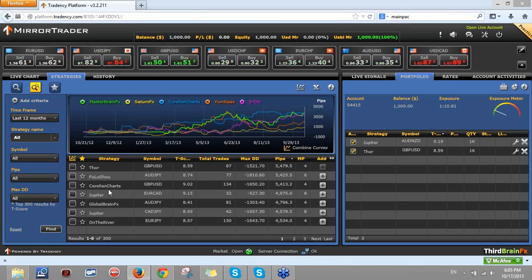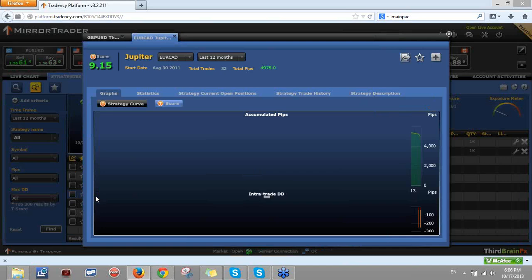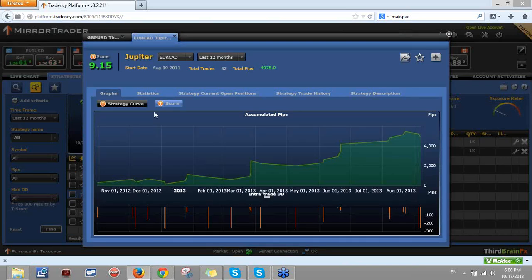The next one in the list is Correlian charts. Let's have a look at the max DD. Comparing the max DD of Correlian chart, which is 1,600, and the max DD of Jupiter, which is only 500, I think it would be better to click on Jupiter and see what are the results for the 12 months, because the max DD is around 40 pips maybe per month, even less, which is very good. The strategy has been almost 80-90% maybe profitable for this period of time.